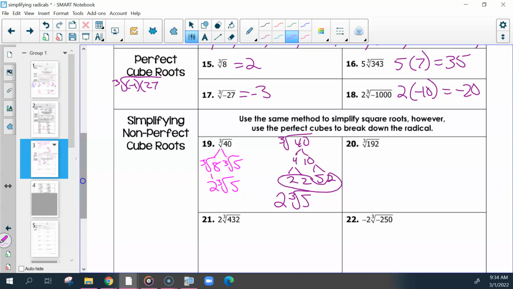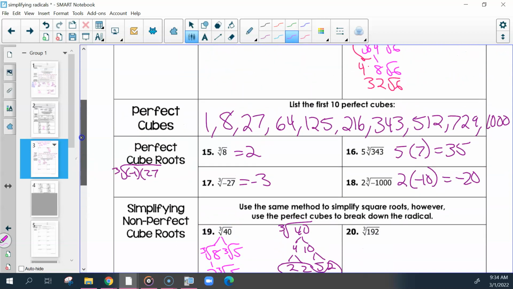What questions do we have on that one? Aubrey? You said where I get the 2 from this one? Yeah. So here, 2 to the 3rd equals 8.